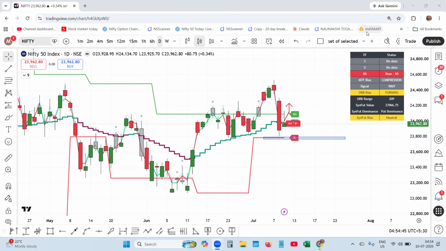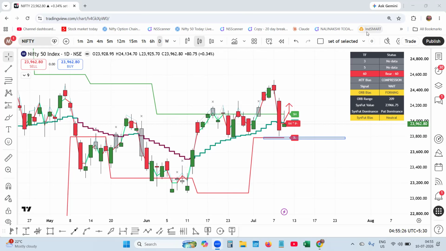Situation 2, synthetic future below spot. Suppose spot Nifty is 25,000 and synthetic future is 24,930. This means option traders are pricing Nifty lower than the current spot. This is generally bearish. Put premiums become stronger, call premiums become weaker, and institutions are expecting downside pressure. Option buyers may focus on PE opportunities, and option sellers may prefer call writing.